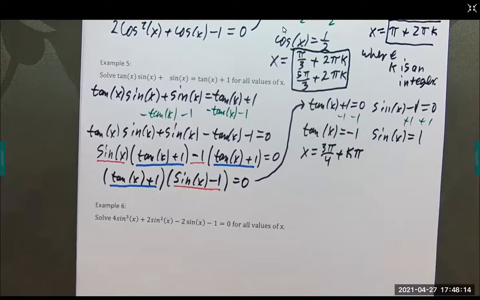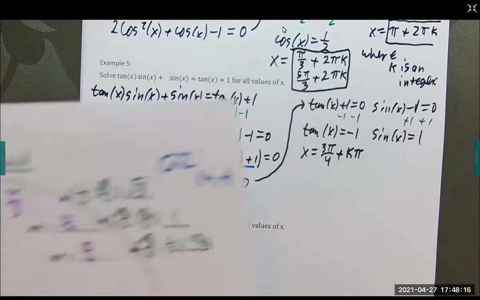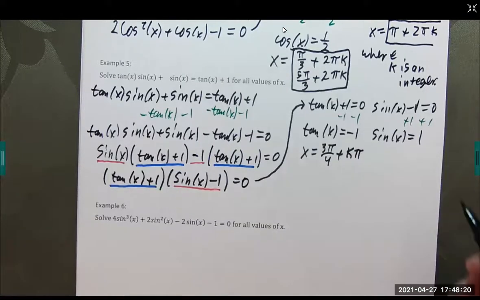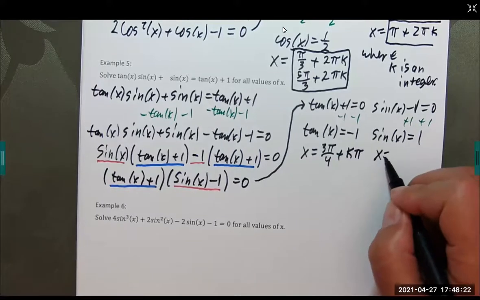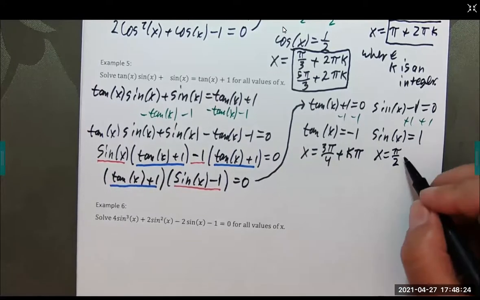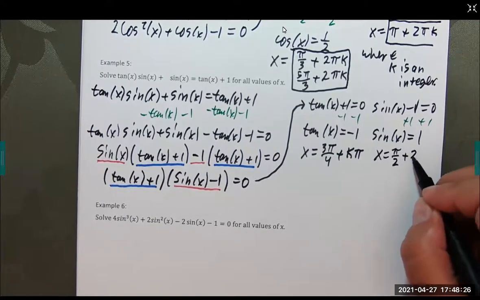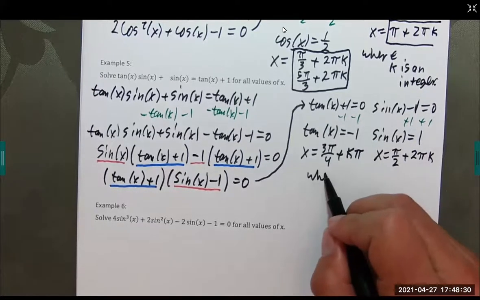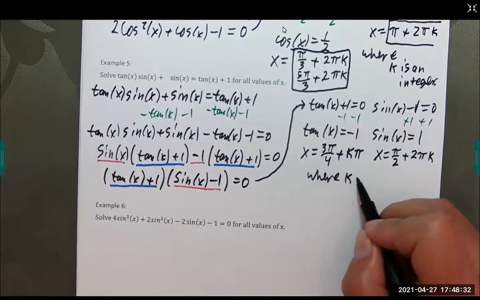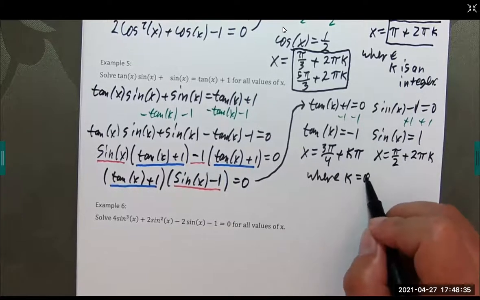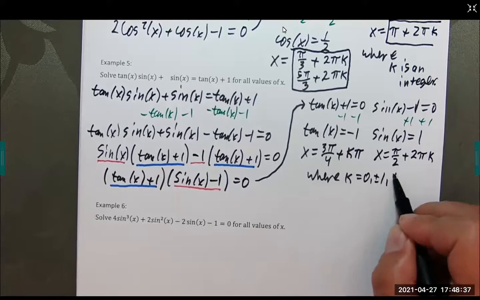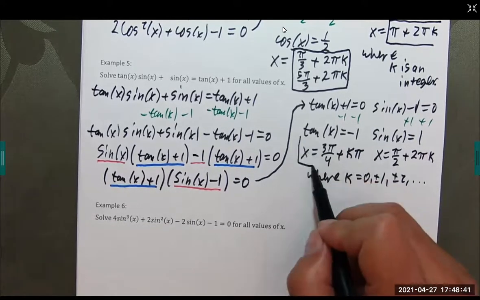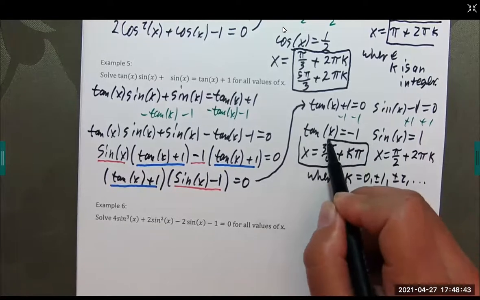When is sine equal to 1? Sine is equal to 1 when y is equal to 1. That is up here at pi over 2. And I can add as many 2 pi's as I need to. And again, this is where, and I'll write it a little bit differently than I wrote it up here, k is equal to 0, plus or minus 1, plus or minus 2, and so on. So this is how we get all of the solutions.